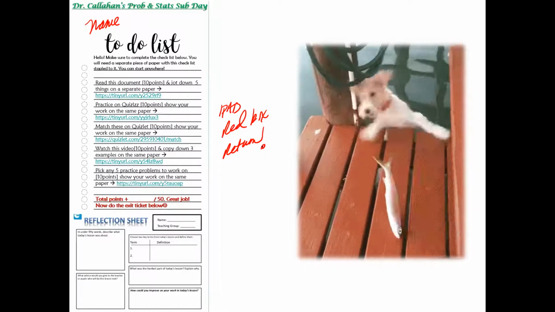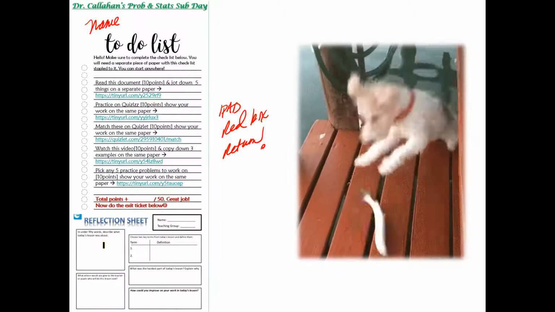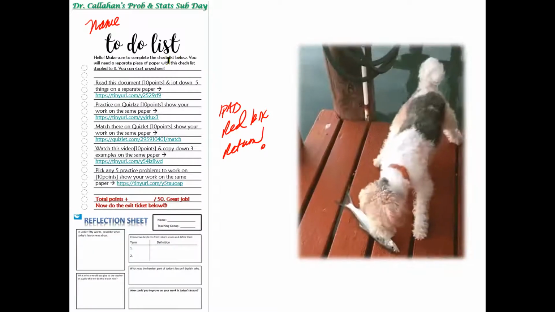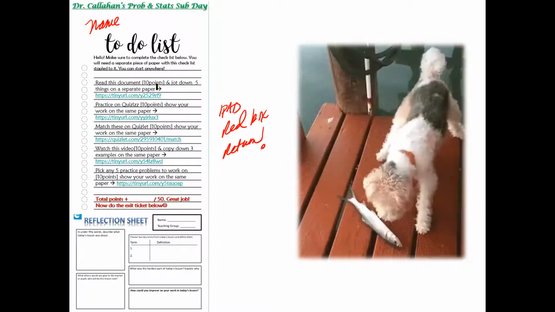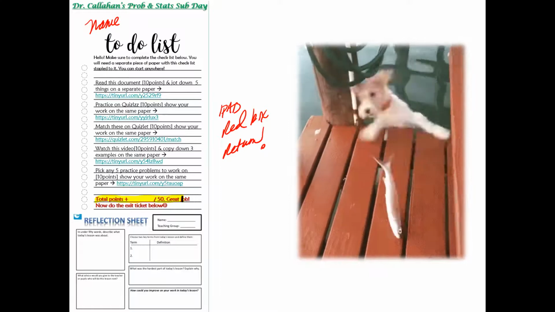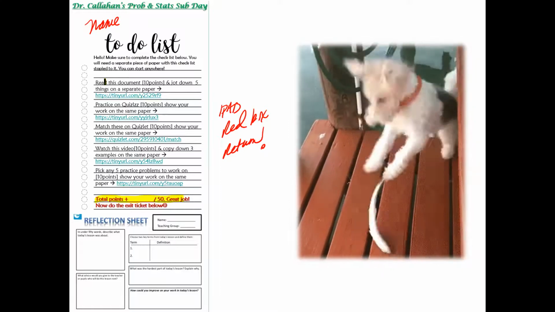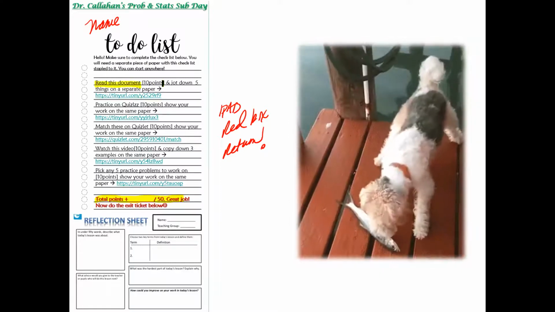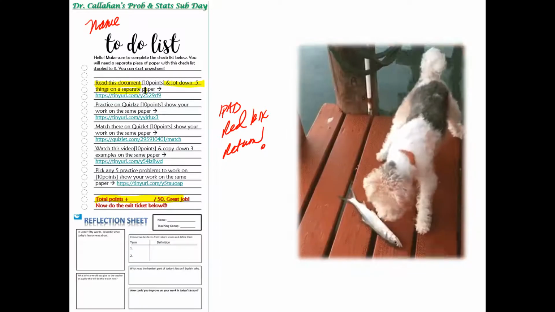It says, hello, make sure you complete the checklist below. You will need a separate piece of paper with this checklist stapled to it, and you can start anywhere that you would like. Your total point today is going to be out of 50. The first one that you can do is, read this document. It's worth 10 points, and jot down 5 things on a separate piece of paper. So that's your first one.